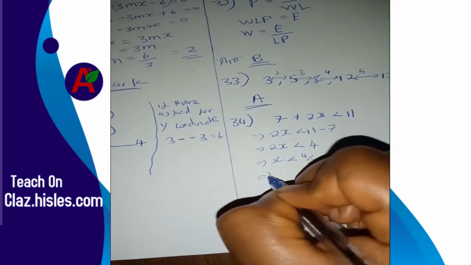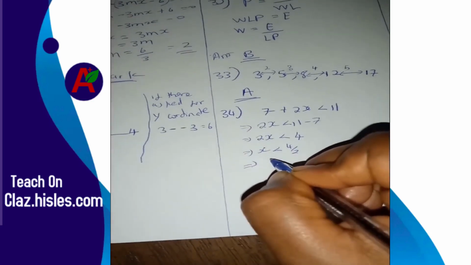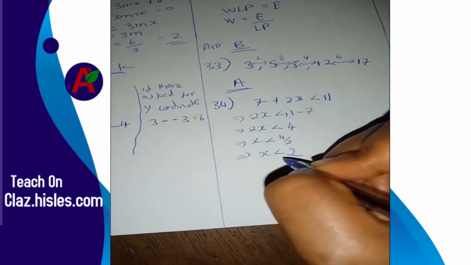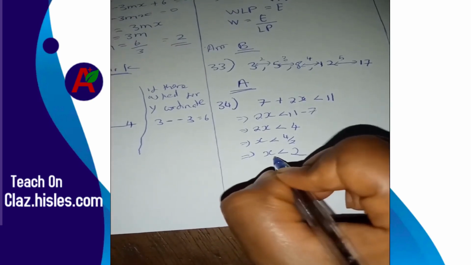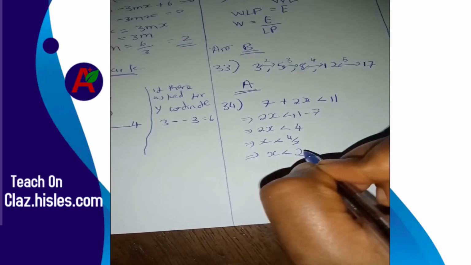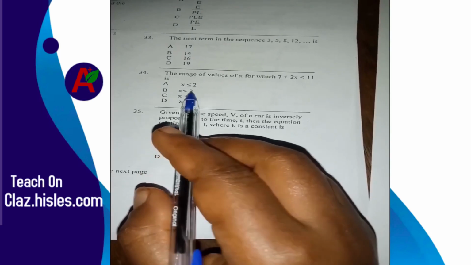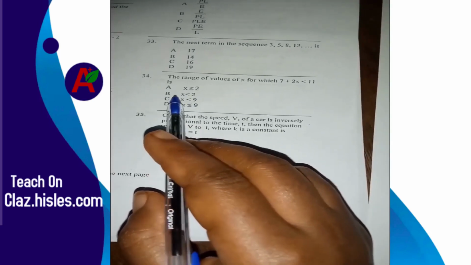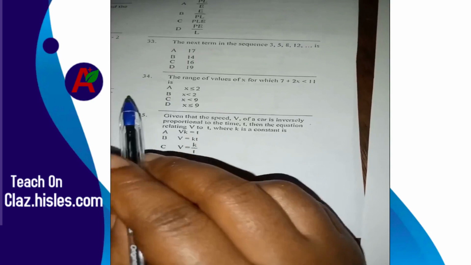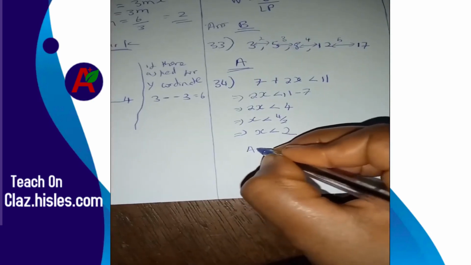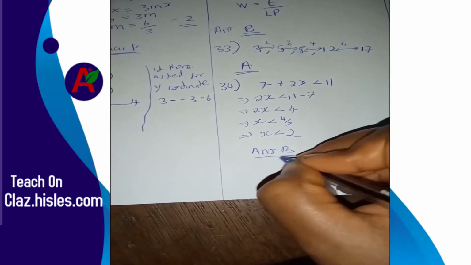So what we have here is x is less than 2. Okay, so this is our answer. X is less than 2. That's the range of values. So do we have this option? Do you have this option here? X is less than 2. Yes, 34, that's B. So the answer to number 34 is B.